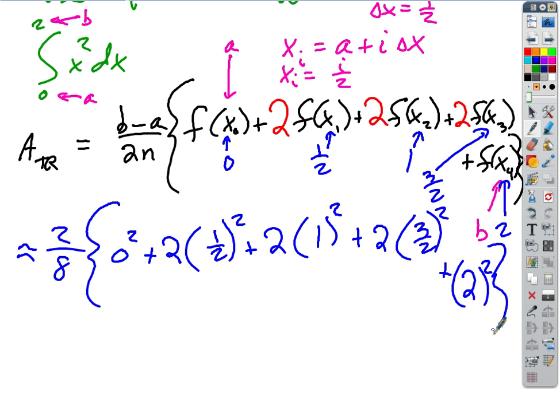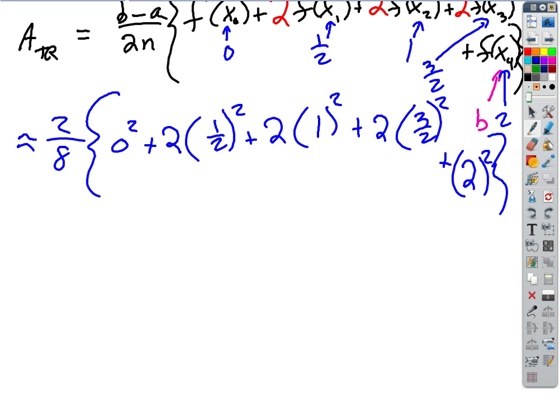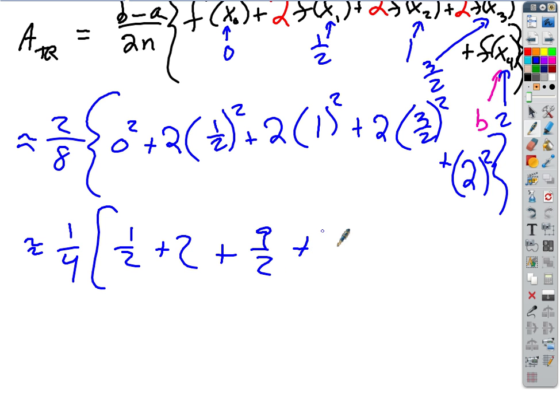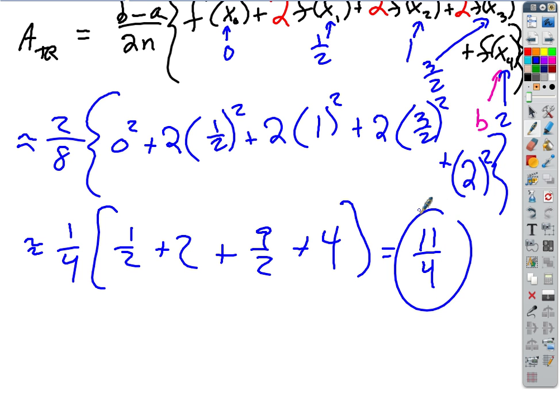So if we quickly add that up, 1/4 times 0 plus 2 times 1/4 is 1/2, right? Plus 2 times 9/4, which is 9/2. Plus 2 squared is 4. And 9/2 and 1/2 is 10/2, so that's 5, and 6 is 11, so 11/4. We add all that up. Okay. So that's our trapezoidal rule approximation.